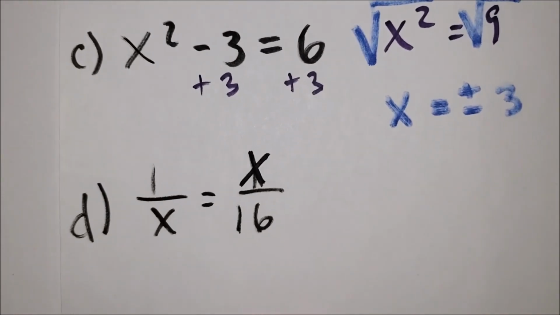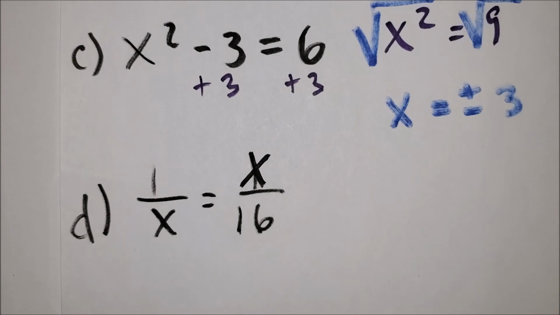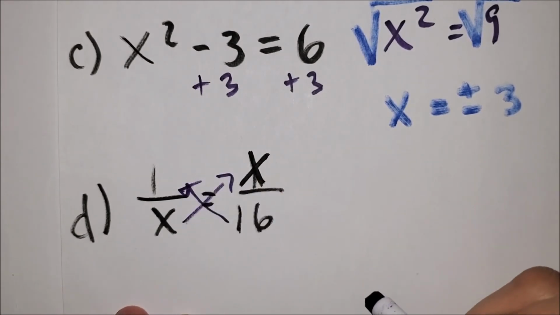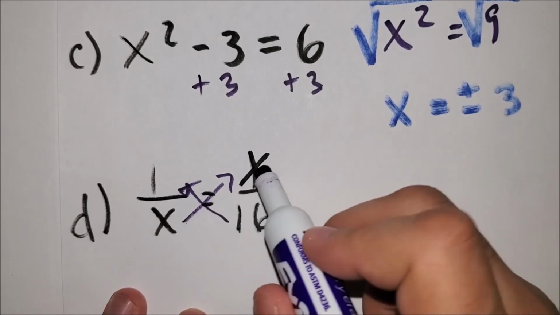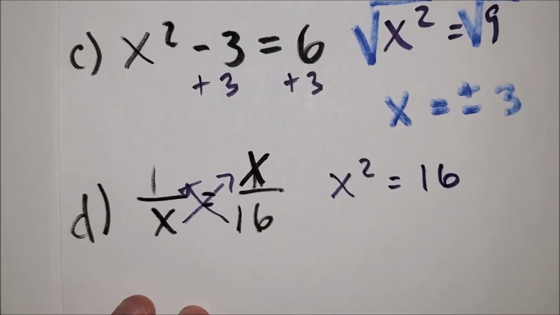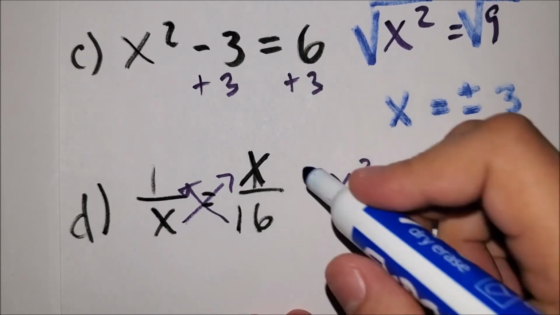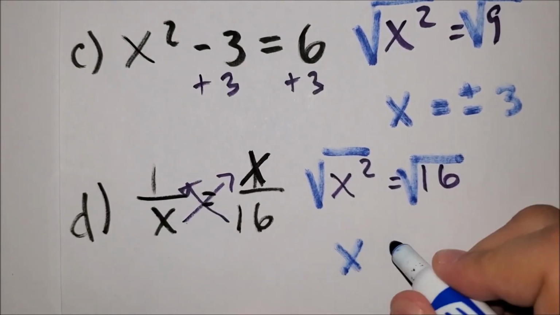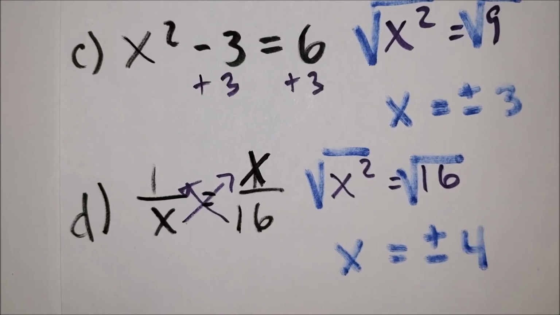Our last problem that we're going to do is 1 over x equals x over 16. This one's a little bit different than what we were doing before, but we can make it look like something that we've done before. First we're going to cross multiply. When we multiply here, we get x squared. When we multiply here, we get 16. This tells us x squared equals 16. This is something that we know how to work with. All we do is we square root both sides, and we get x is going to be plus or minus 4.